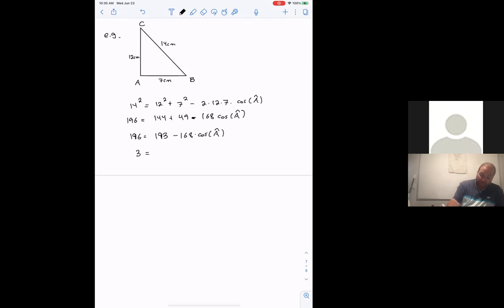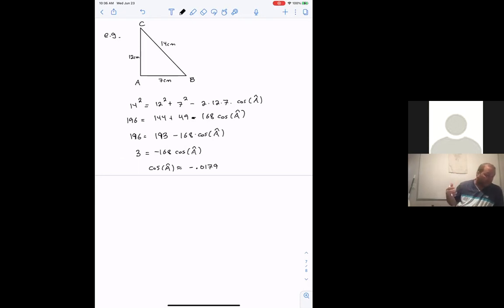So you get 3 equals negative 168 cosine of a hat. And then divide both sides by negative 168. So you get cosine of a hat is now approximately negative 0.0179. Again, I keep all decimals on my calculator, even though I only write a few of them.